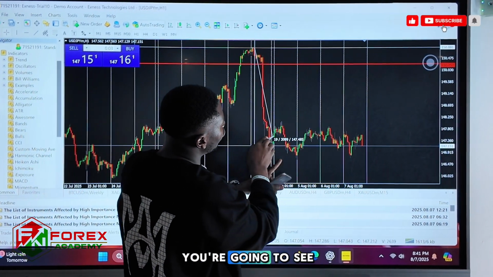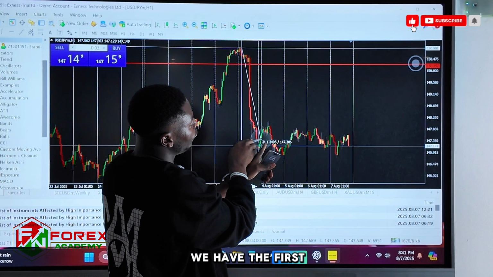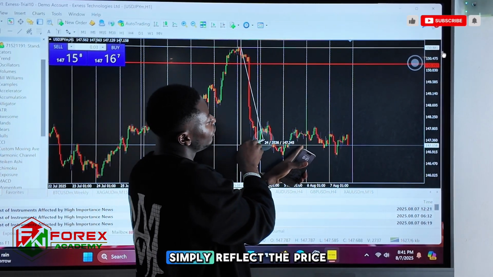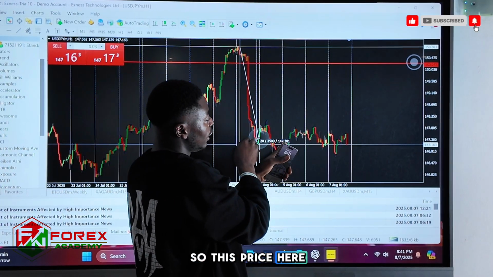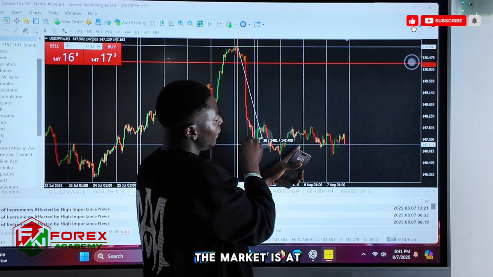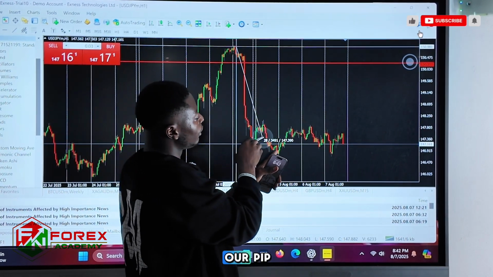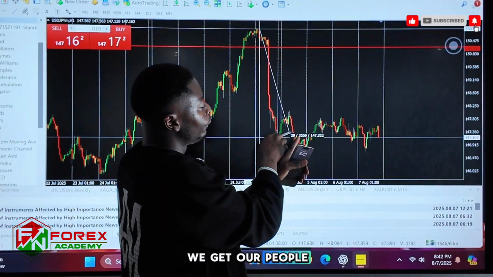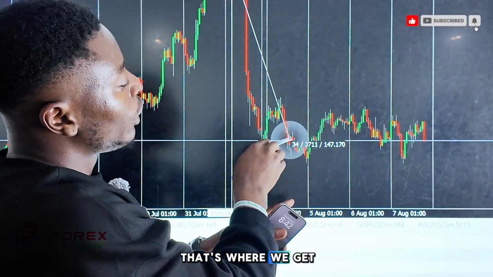While drawing it down, you're going to see that we have three different figures right here. We have the first figure, which is 21. We have the middle figure, then we have the price. This price here simply reflects the price at which this level is, right? So this price here is reflecting the price at which the market is at this point. Now, where do we identify our pips? Where do we get our pips? We get our pips from this middle figure. Come close. We get our pips from this middle figure right here. So if you look at the middle figure, that's where we get our pips.